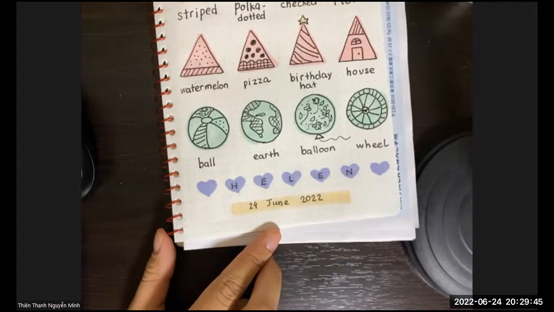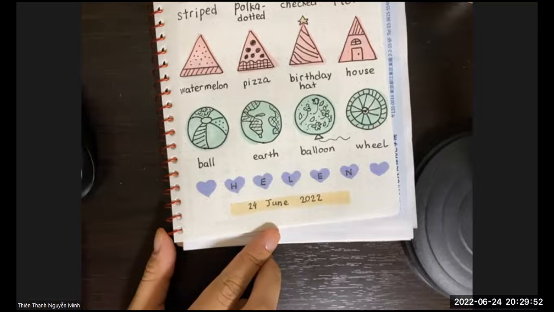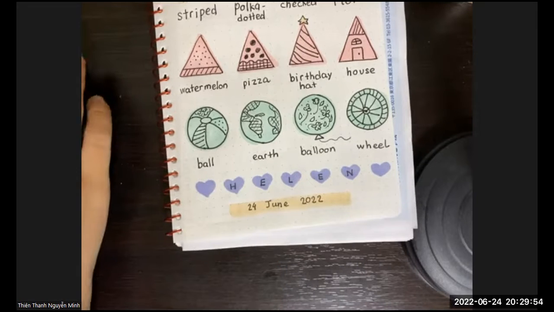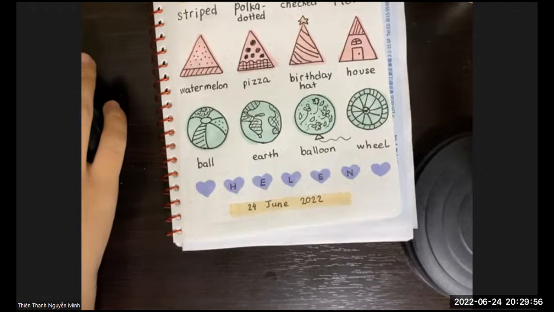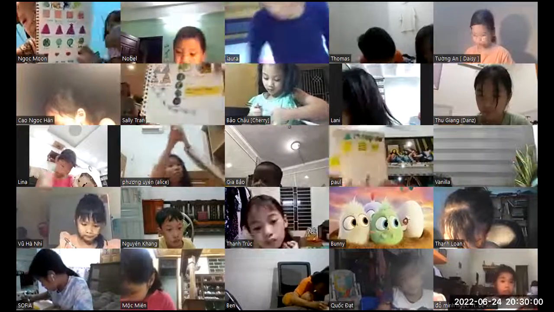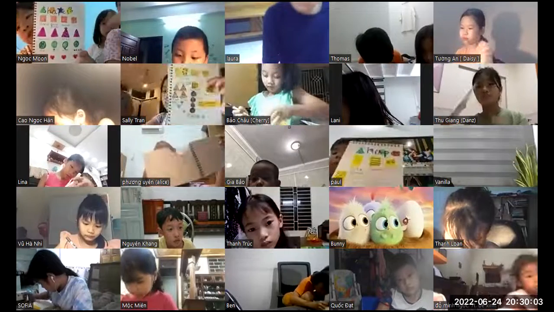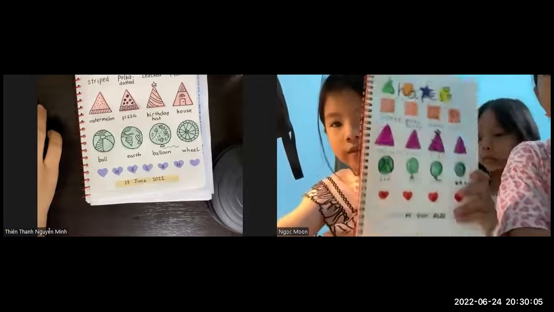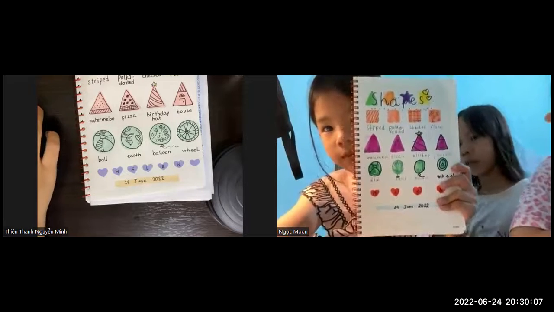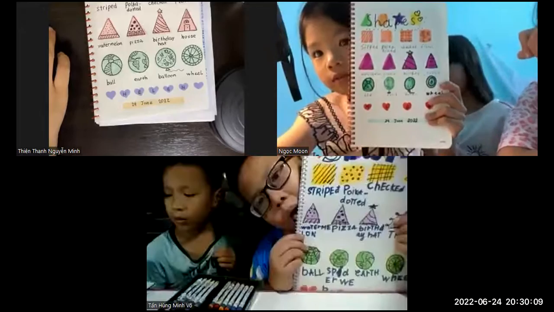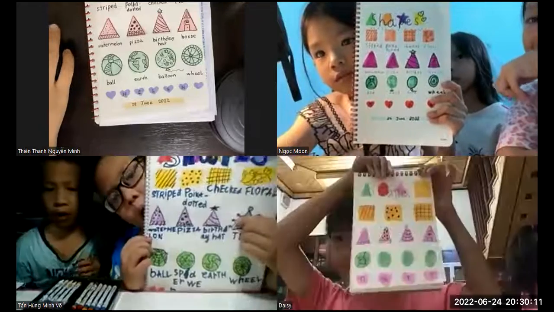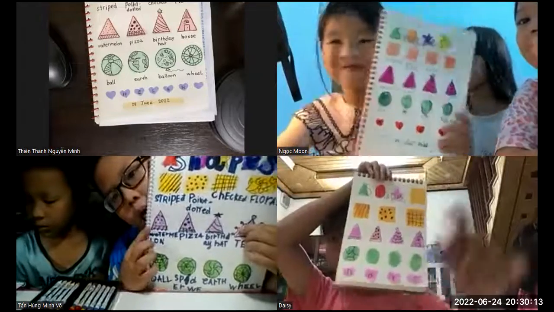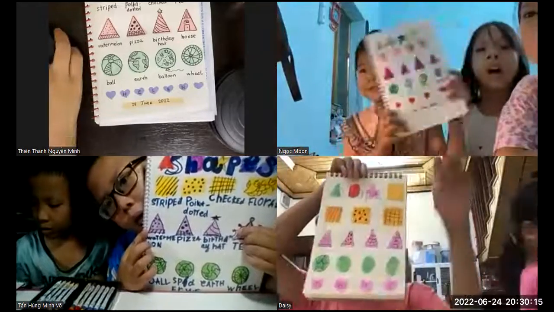Yes, okay, so today we have learned about shapes, we learned about patterns, and we drew a beautiful picture, right? So who finished? Can you show me your pictures? I will spotlight your picture here. Spotlight Moon. Moon, you can see. Spotlight Daisy. Beautiful picture, right?